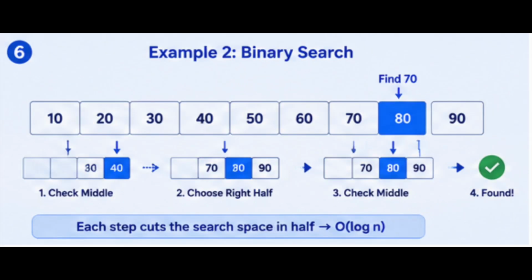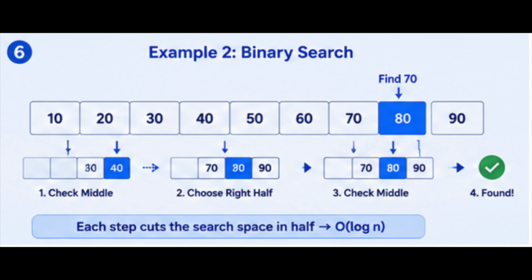In the previous example, we checked every element one by one. But what if our data is already sorted? Can we do something smarter? The answer is yes. And that's exactly what binary search does. Instead of starting from the beginning, binary search starts with the middle element. Let's see how it works.